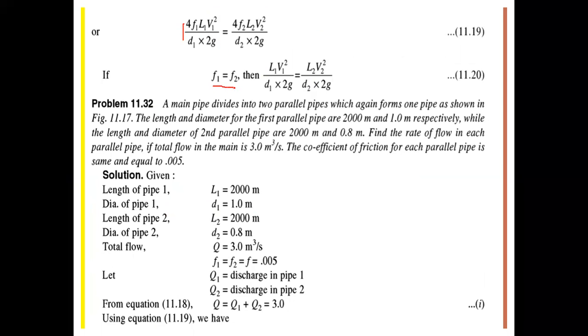Therefore, F1 is equal to F2. Therefore, the 4F cancels. Therefore, L V1 square by D1 2G is equal to L V2 square by D2 into 2G. So this is the formula for pipes in parallel connection. Pipes in parallel connection. Okay.